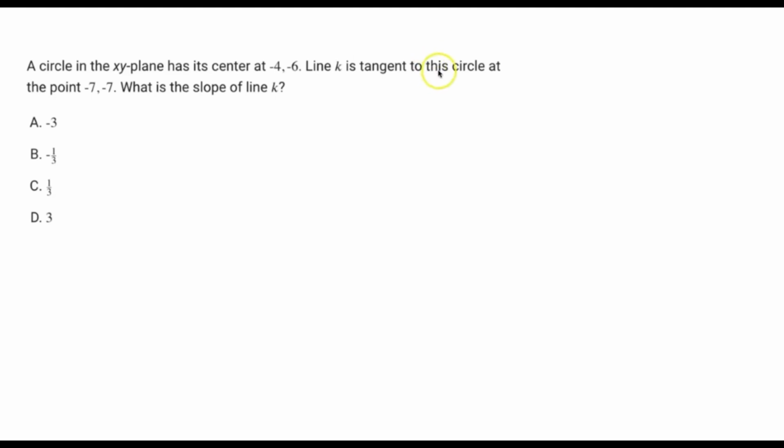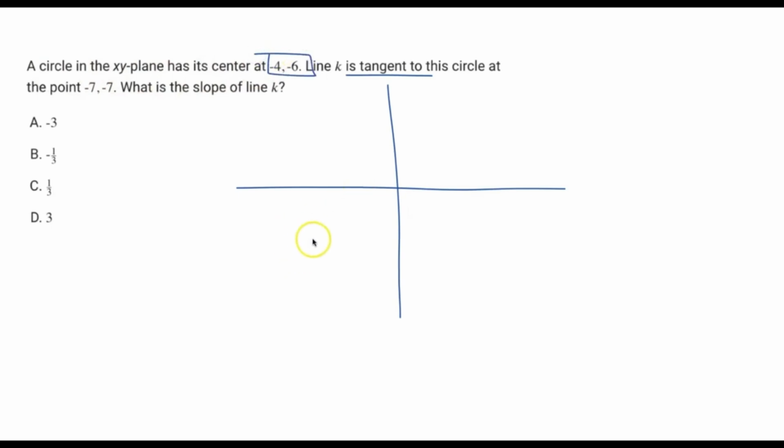This is an interesting problem because when you talk about geometry on the SAT, you don't really get too much into obscure concepts. So we have tangent lines on a circle. This one thankfully is quite simple and straightforward, so I'll show you how it's done. If we draw the coordinate plane here, we know the circle has its center at -4, -6. So it's going to be somewhere right here.